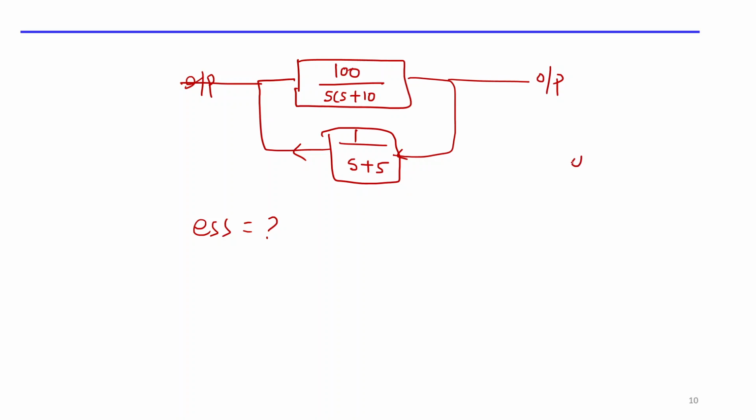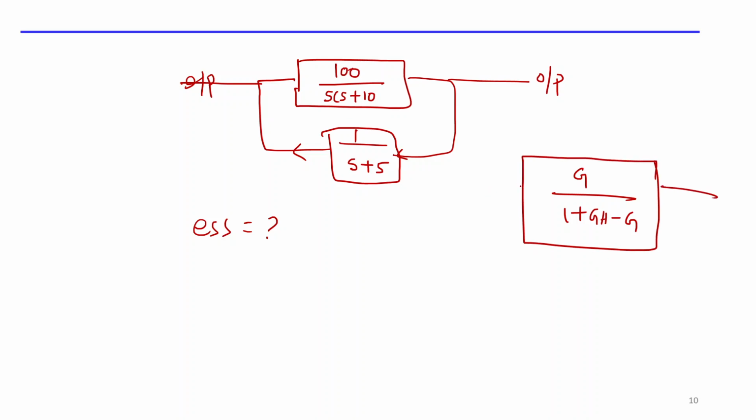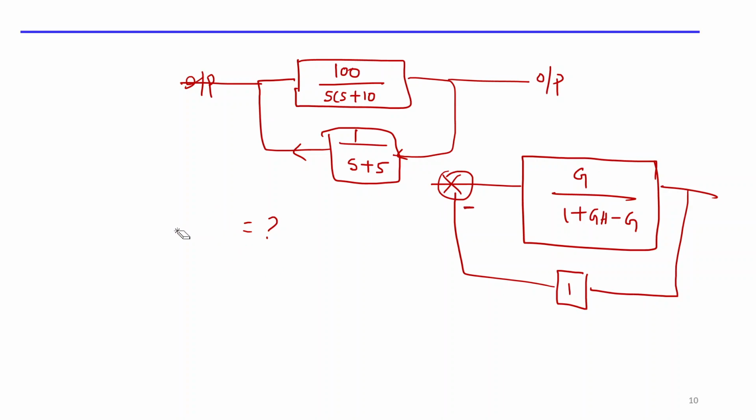First of all, this is a non-unity feedback system. You have to convert it to a unity feedback system. So you know the answer is G divided by 1 plus GH minus G. This is your open loop transfer function. You need to find out this value. Then one negative feedback will come. So I need an open loop transfer function, so just find out G divided by 1 plus GH minus G.